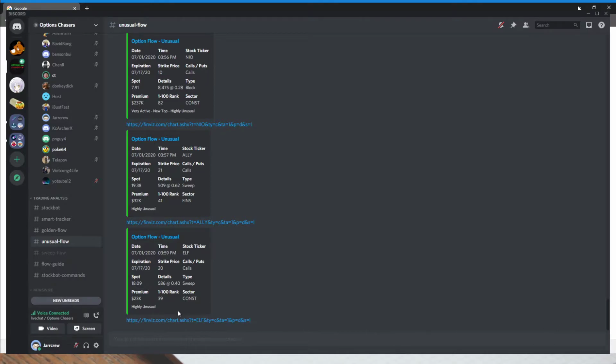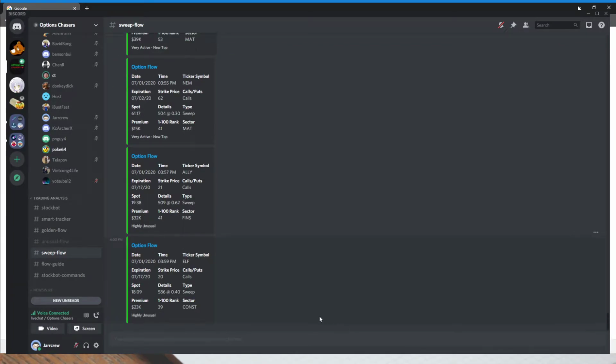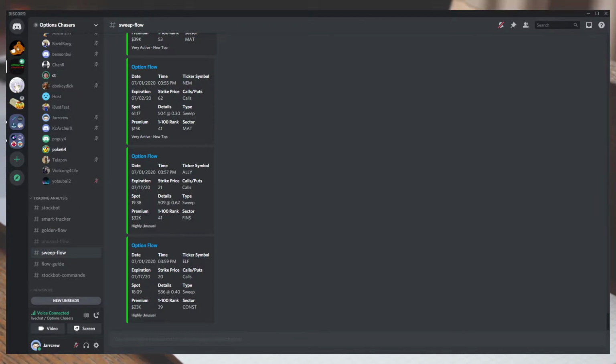Sweep flows are transactions where the trader is looking to enter that position as fast as possible. So they break it into multiple parts. Instead of buying one huge order of 100 contracts, for instance, not one seller typically has 100 contracts in one go. So they put in multiple buy orders of smaller amounts to have it filled as soon as possible. Sweep flows are also highly unusual, signaling that buyers want to get into the positions as soon as possible.